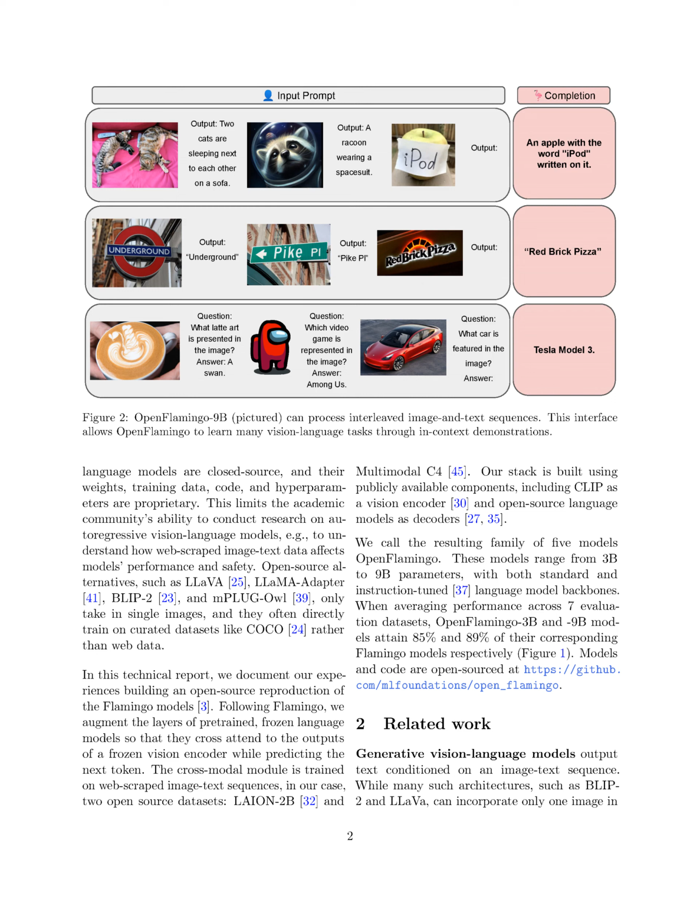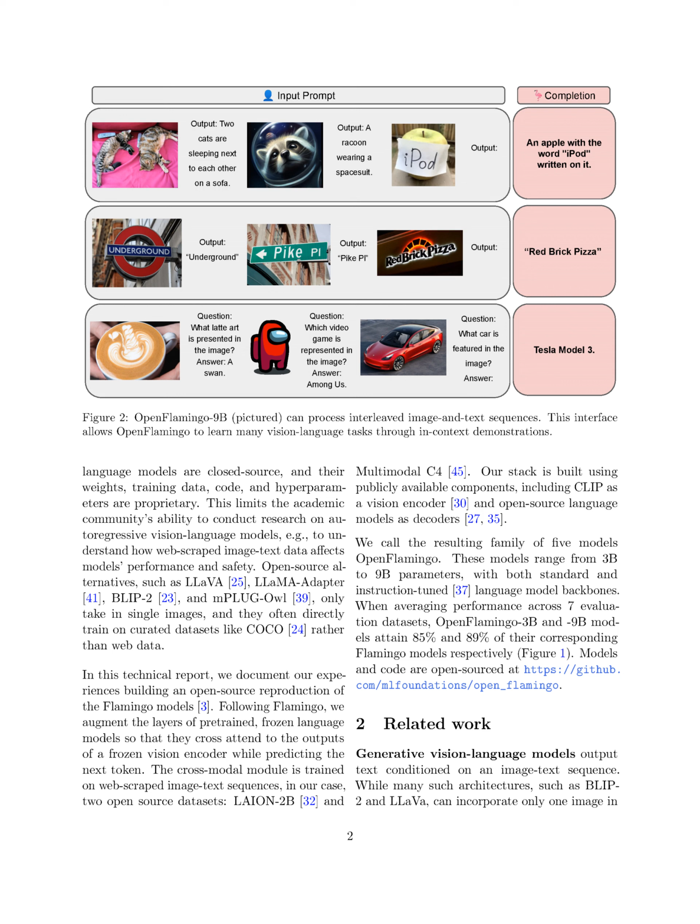In this report, we share our experience in building an open-source version of the Flamingo models, which we've named OpenFlamingo. We've followed the same approach as Flamingo, enhancing the layers of pre-trained language models so they can cross-attend to the outputs of a frozen vision encoder while predicting the next token. We trained our cross-modal module on web-scraped image text sequences using two open-source datasets, LAION-2B and multimodal C4.